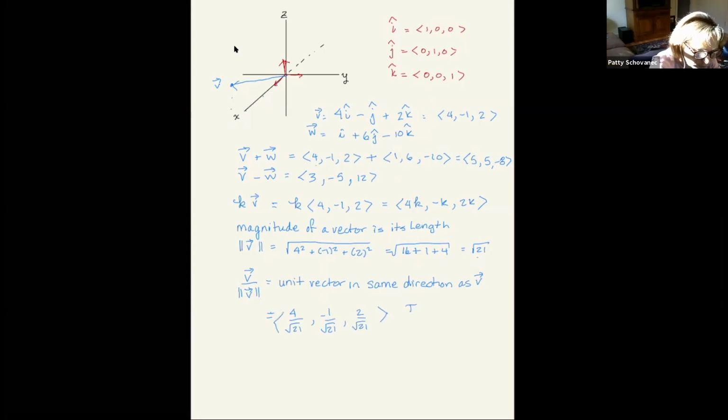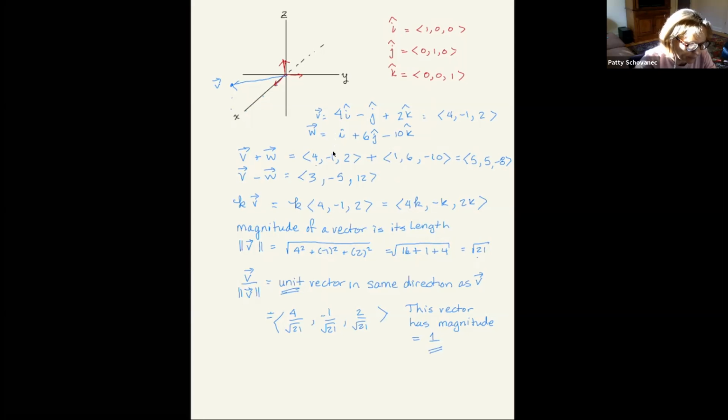Okay, so this vector has magnitude equal to 1. That's what we mean by unit. Magnitude equal to 1. So I think that's all the stuff that we did last time. Does that sound any bit familiar?